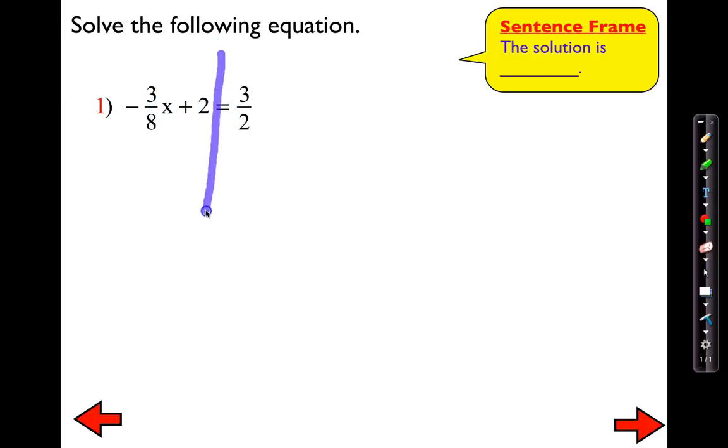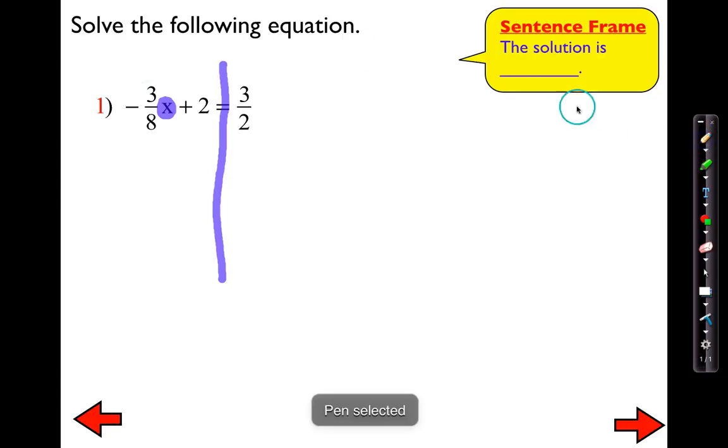The very first thing I'm going to do is try my best to draw a straight line. I'm going to separate the equation into two parts, a left side and a right side. Why am I doing that? Because by doing that, I notice my focus should be on the left side because that's where my variable is. And unfortunately, it's not isolated yet, so I need to work at getting that to happen.